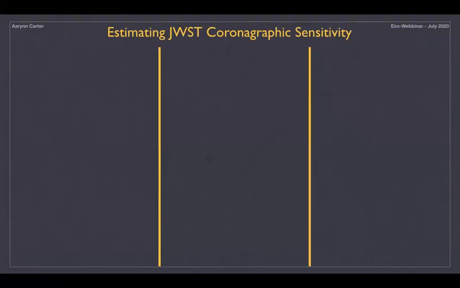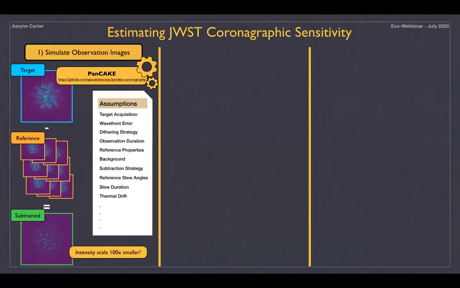So with those questions answered, and this sample and this idea of a survey put together, you can go about estimating what the coronagraphic sensitivity for such a survey might be. And the way I did this, the first thing I did is I simulated full observation images with this package called PanCAKE, which is made by Space Telescope. And all that is, is an accurate simulator, or well, as accurate as we can expect it to be, of the coronagraphic capabilities of JWST.